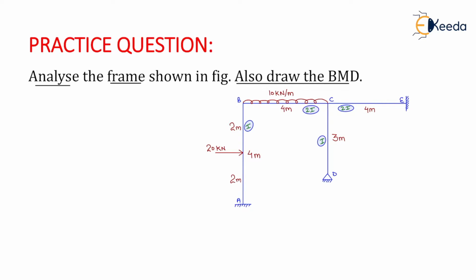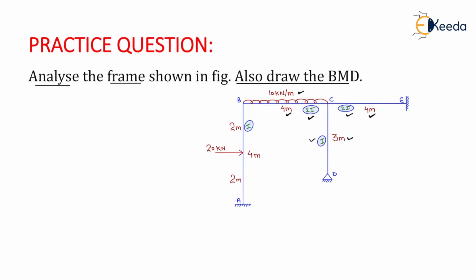A frame ABCDE is shown here. Span AB carries a point load of 20 kN acting at the center, with a span length of 4 meters and sectional property I. Similarly, span BC carries a uniformly distributed load of intensity 10 kN per meter, with a span length of 4 meters and sectional property 2I. Similarly, CE is 2I with a span length of 4 meters, and CD is I with a span length of 3 meters. Both spans CE and CD do not carry any external load.